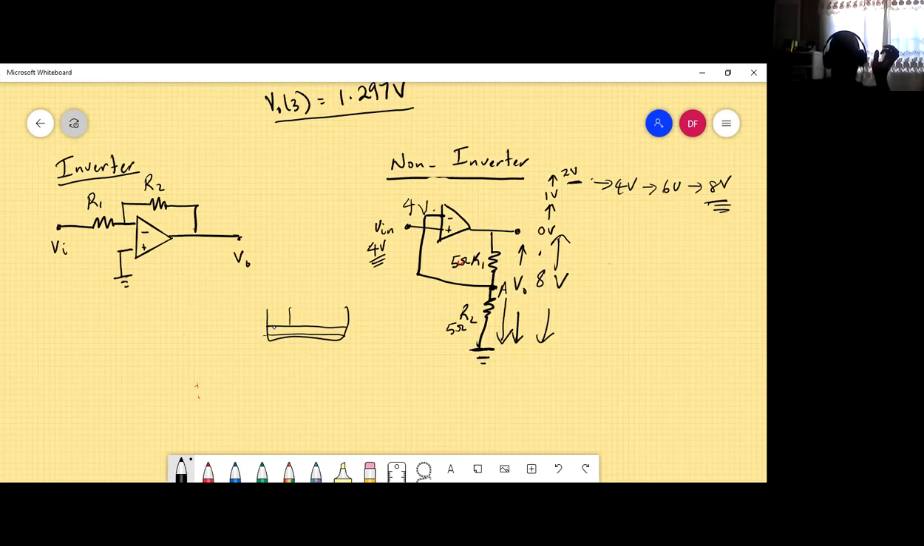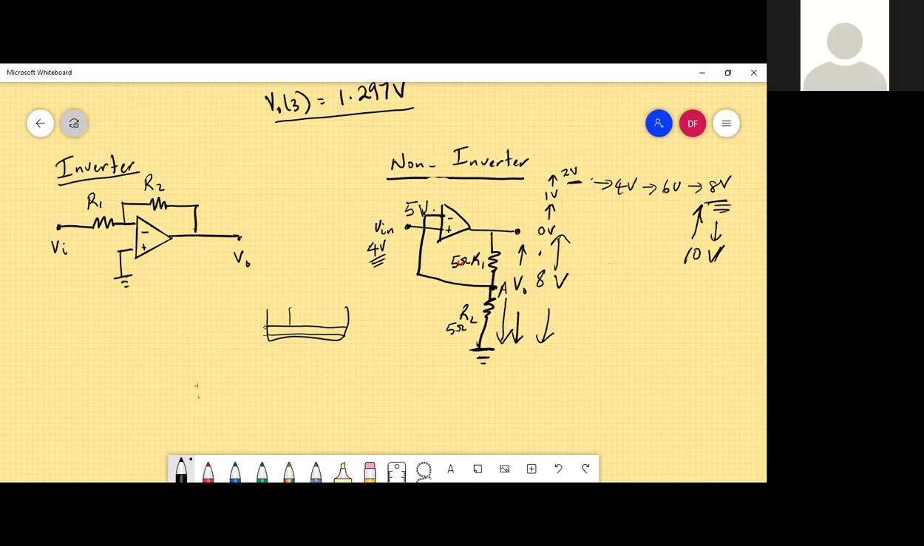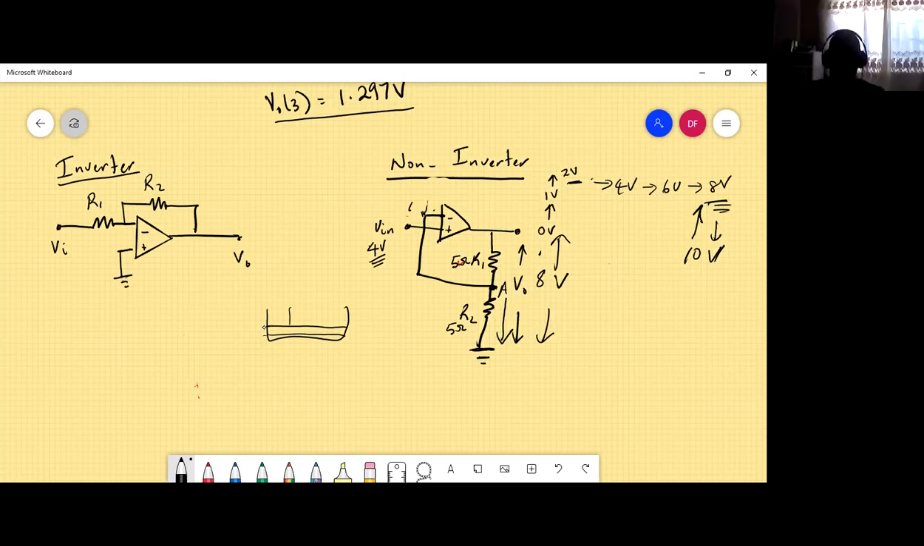And if for some reason it happens to go to, let me use nice whole numbers, 10 volts, then the terminal here would be at 5 volts. 4 minus 5 is minus 1. So what the amplifier is going to do is push it back towards the 8 volts. It's going to be negative, so it's going to cause it to go back down. So the voltage is going to rise until the two voltages are equal, and then it stops amplifying.